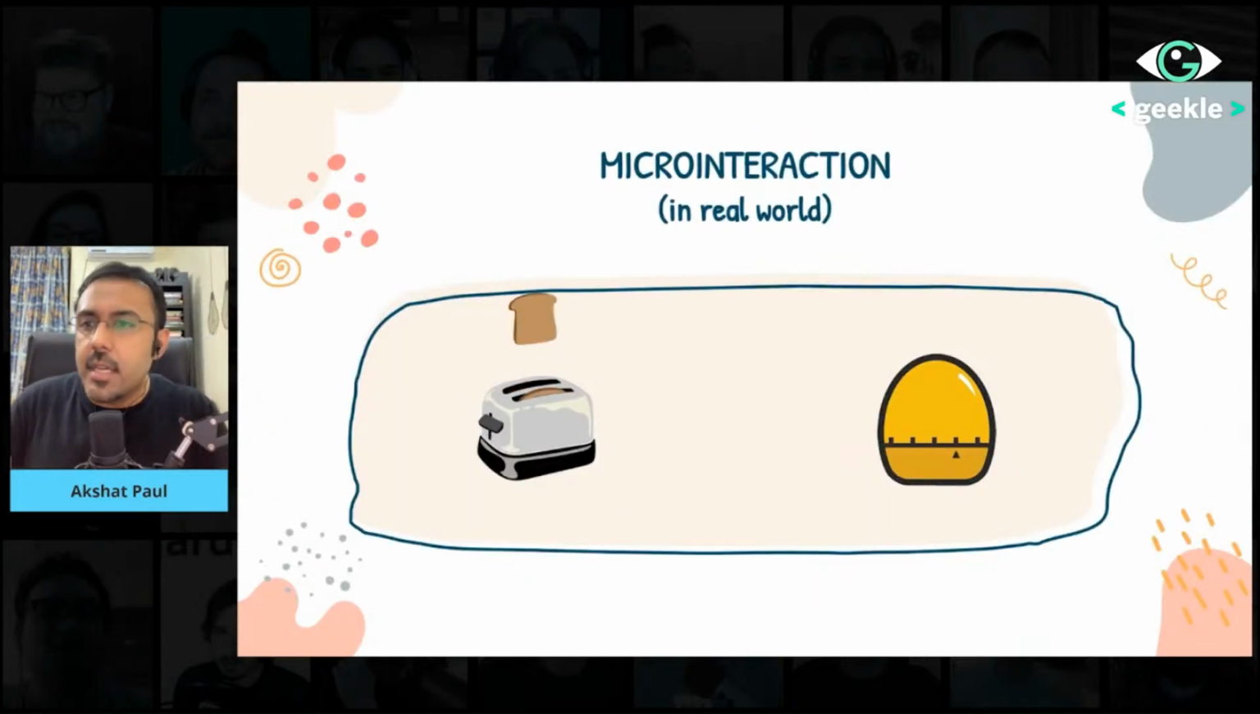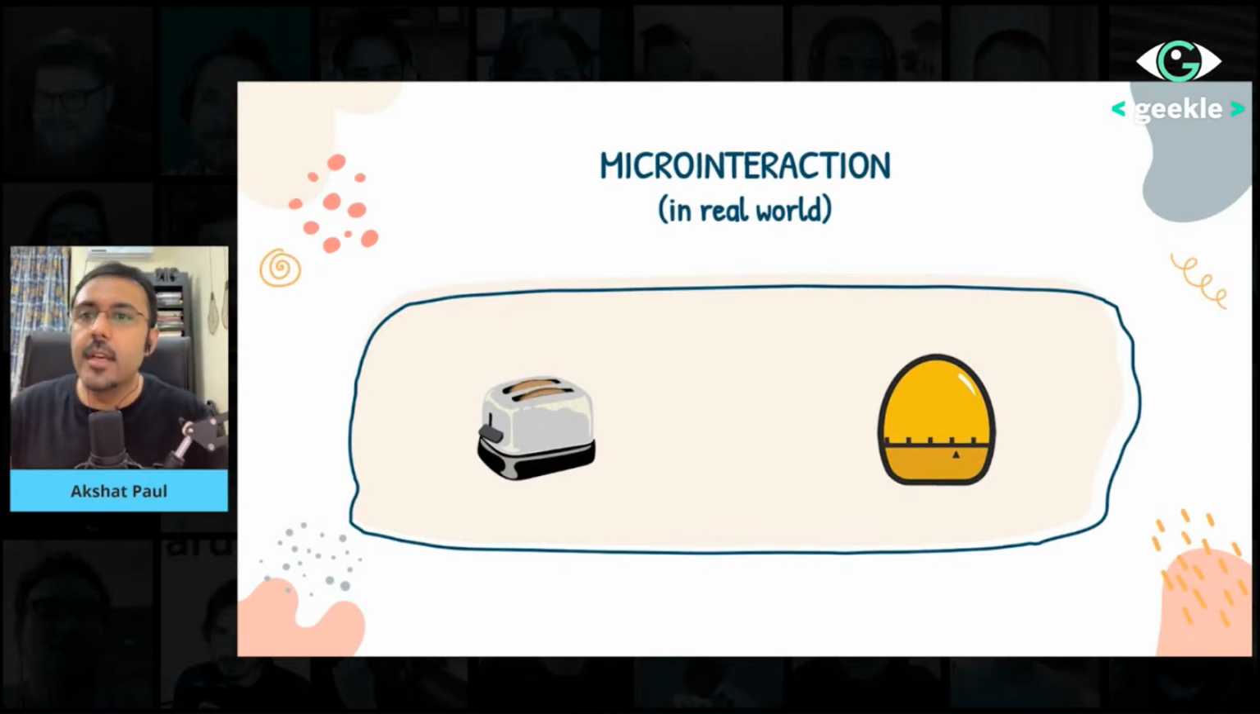So let's look at two examples of microinteractions in the real world. As you can see on this slide, we have two examples. One is a toaster and another one is an egg timer. The toaster here, the microinteraction is that once the bread is toasted, the toast pops up and sends a signal, which is a kind of trigger to the user that the toasts are ready.